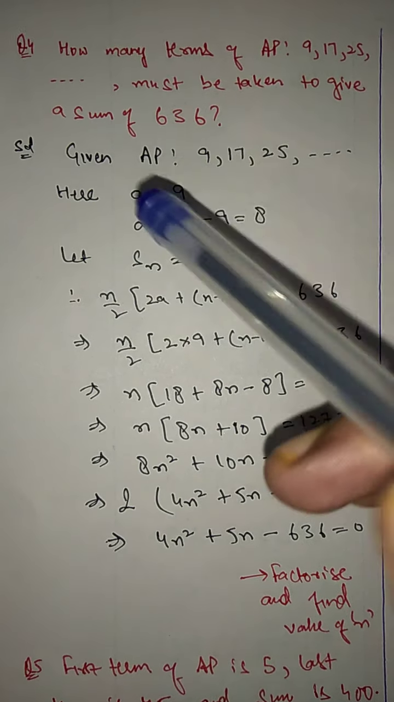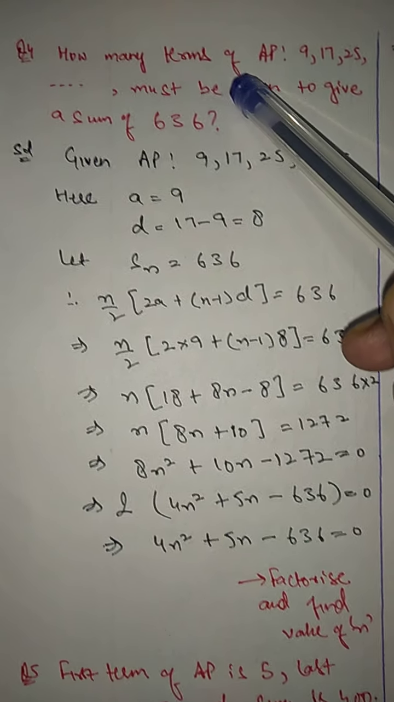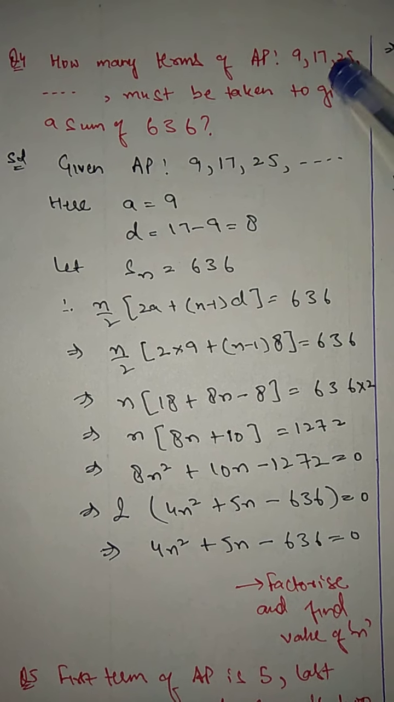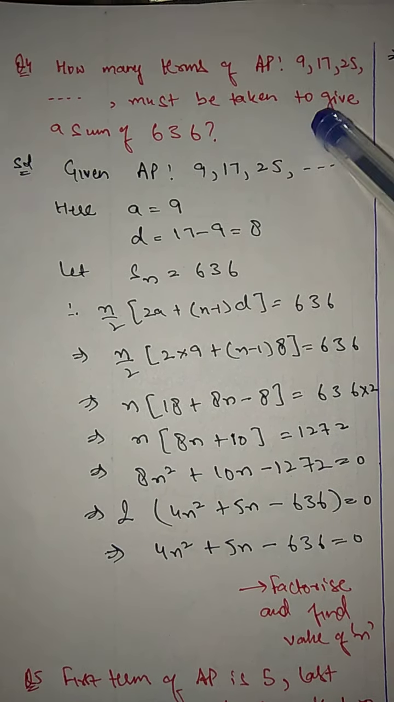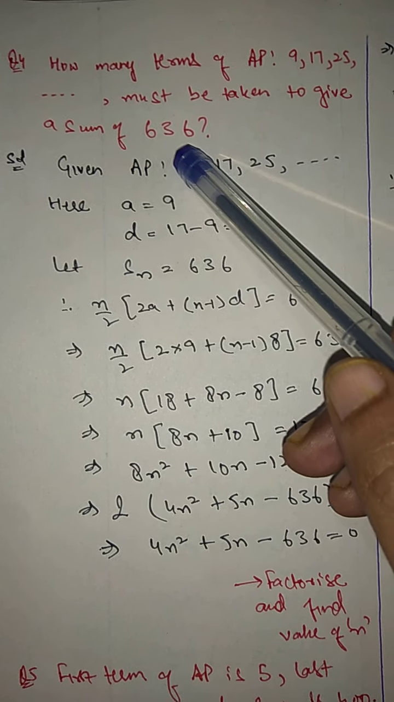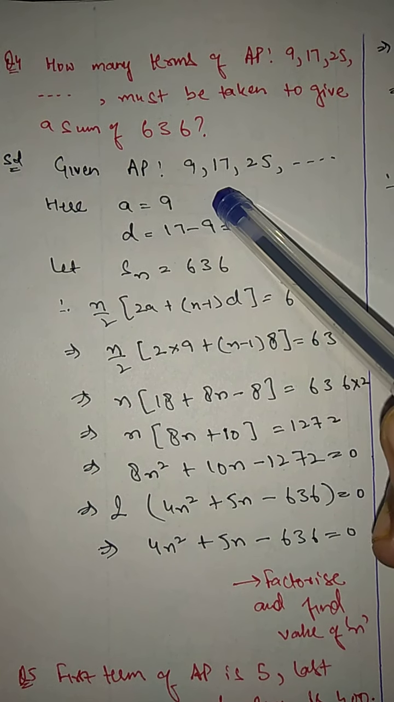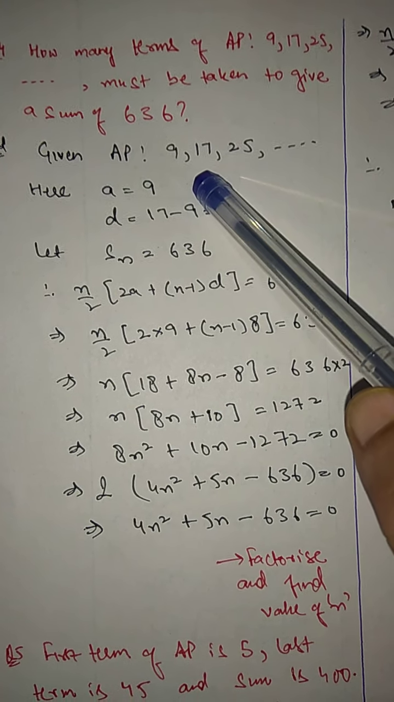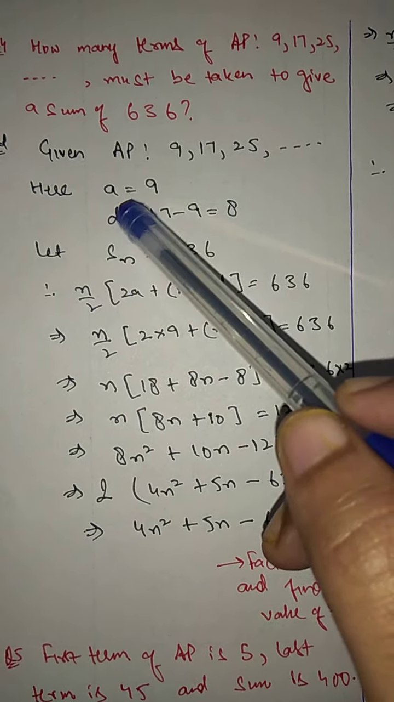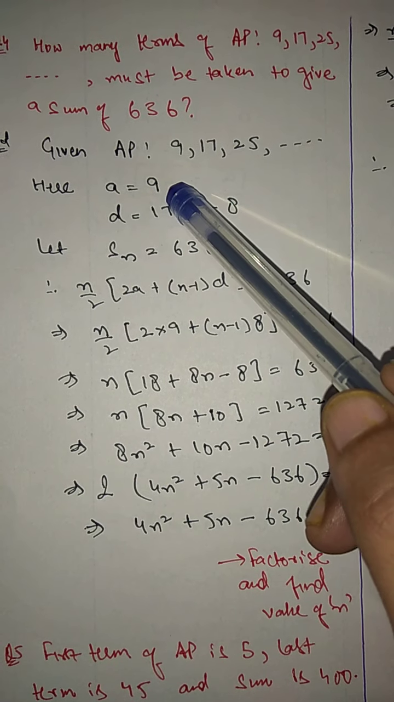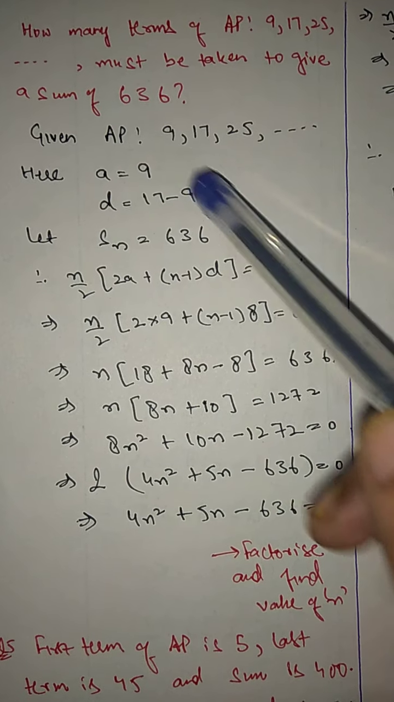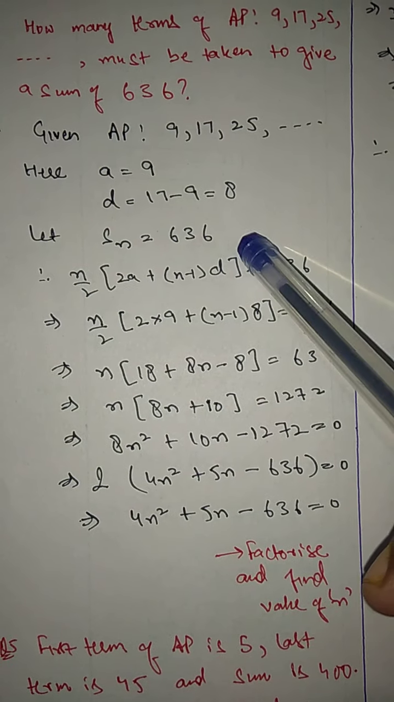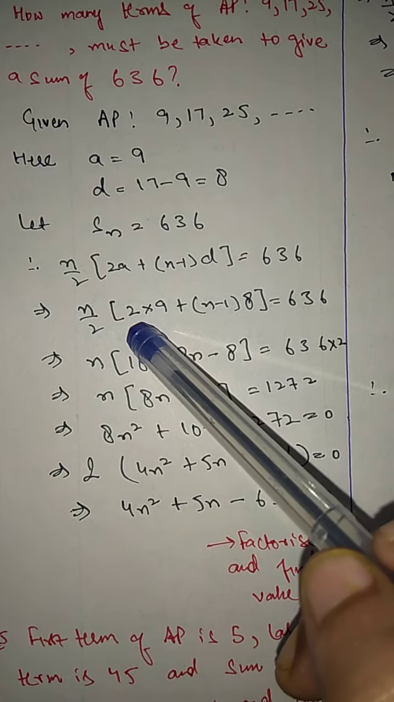In question number 4 we are given: how many terms of the AP 9, 17, 25, and so on must be taken to give a sum of 636? That is, we are given an AP and we have to find the number of terms whose sum is 636. In the given AP, a, that is the first term, is 9, and d is 17 minus 9, which is 8. So let Sn equal 636, that is, the sum of n terms is 636.